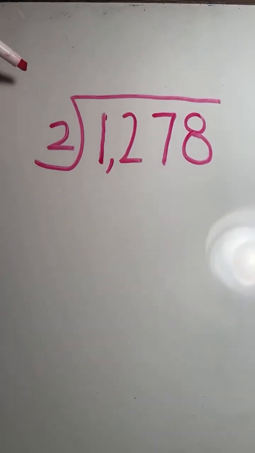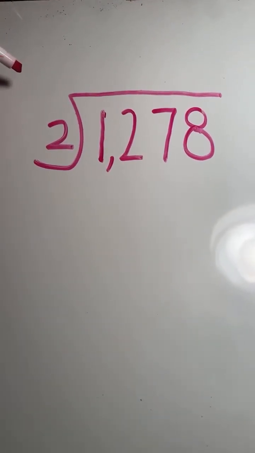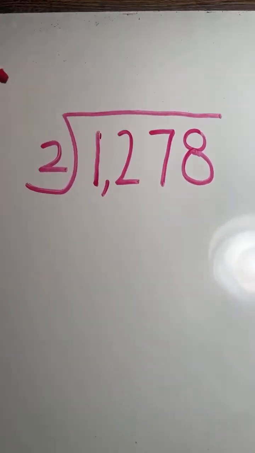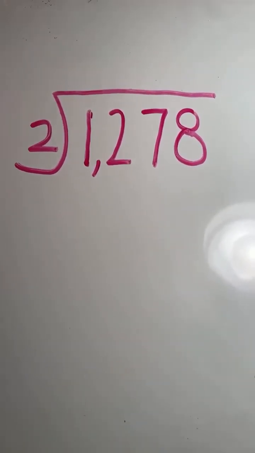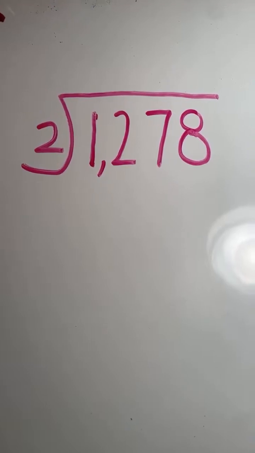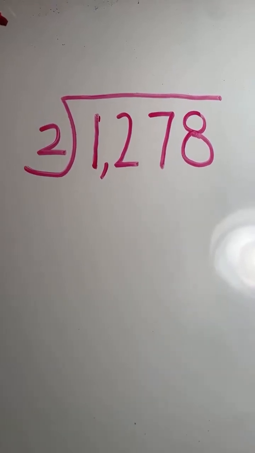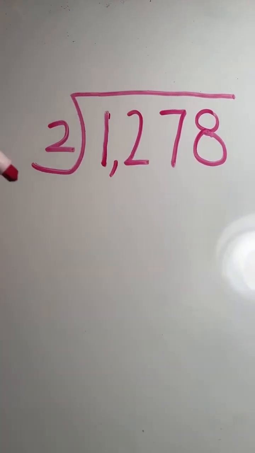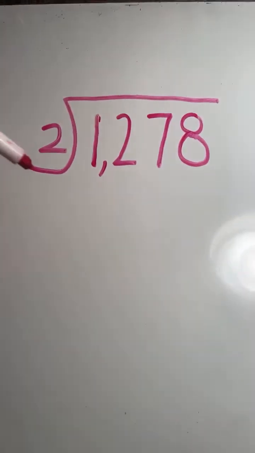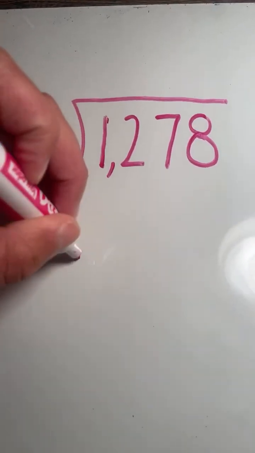Somebody put the answer in the chat. We're going to end up seeing if he's correct or not. I have a feeling he is, but we're going to still do the problem out so everybody can see how to do the problem out. So 12 divided by 2 is what we're going to start with. I got to see how many groups of 2 go into 12. So I'm going to count by 2s. I'm going to skip count for this one.